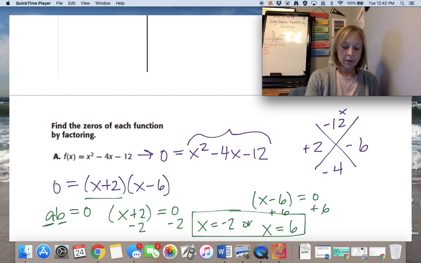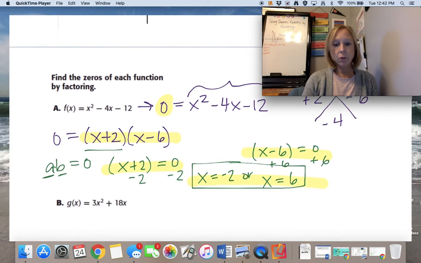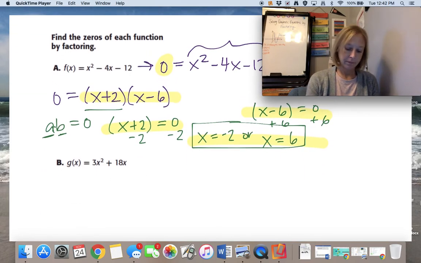Let's review the steps we went through. First, we set it equal to 0. Then we wrote it in factored form. And then we set each set of parentheses equal to 0, and we solved to get our final solution. Let's try one more together. All right, I set it equal to 0.